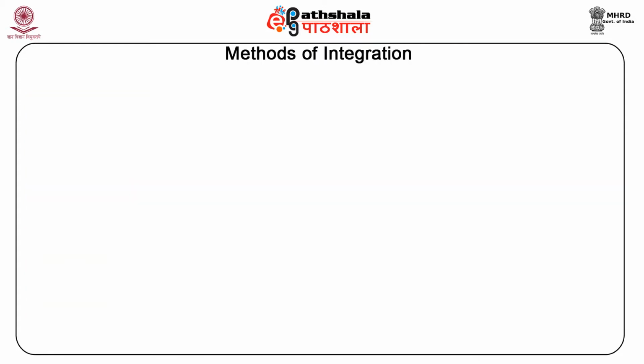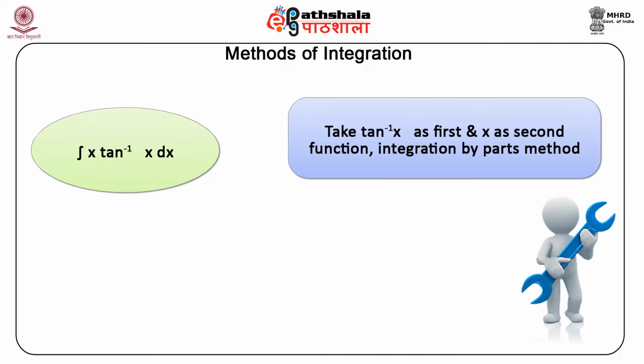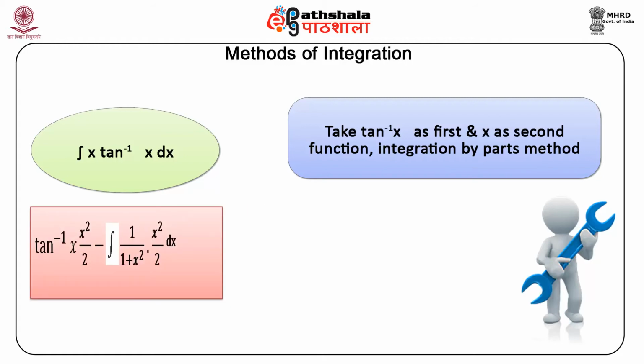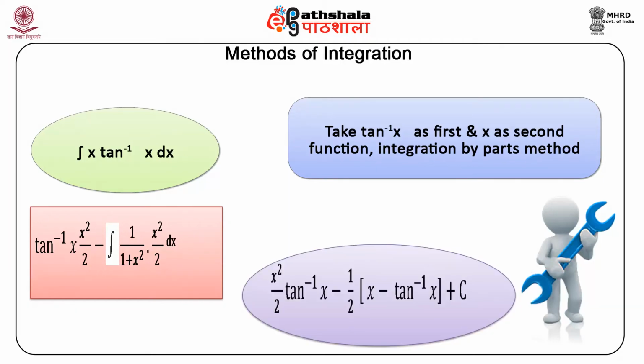Integration of x tan raised to the power of minus 1 x dx. If we take tan raised to the power of minus 1 x as first and x as second function, then by using integration by parts method, which is equal to tan inverse x into x squared divided by 2 minus integration of 1 over 1 plus x squared into x squared by 2 dx, which is equal to x squared by 2 tan inverse x minus half bracket open x minus tan inverse x bracket close plus c. Next we will study integration by partial fractions.